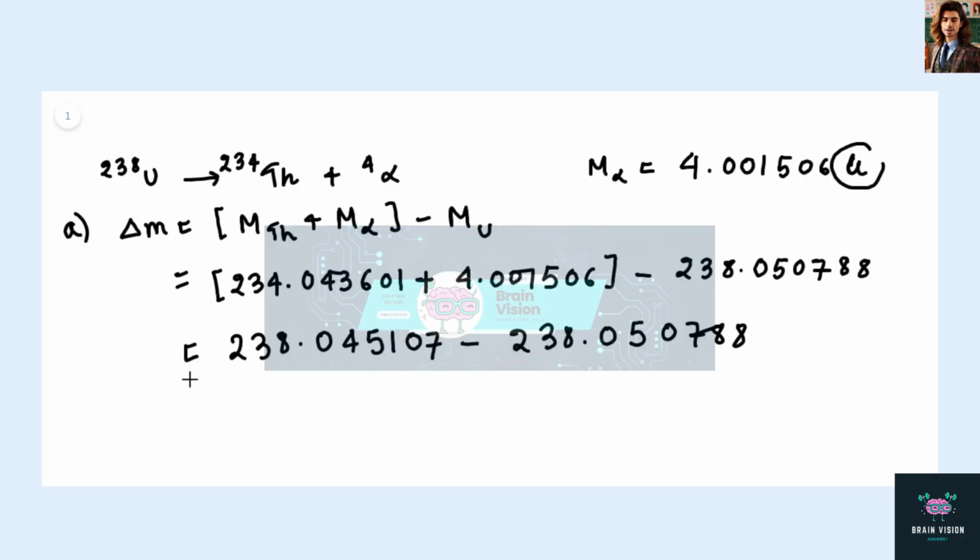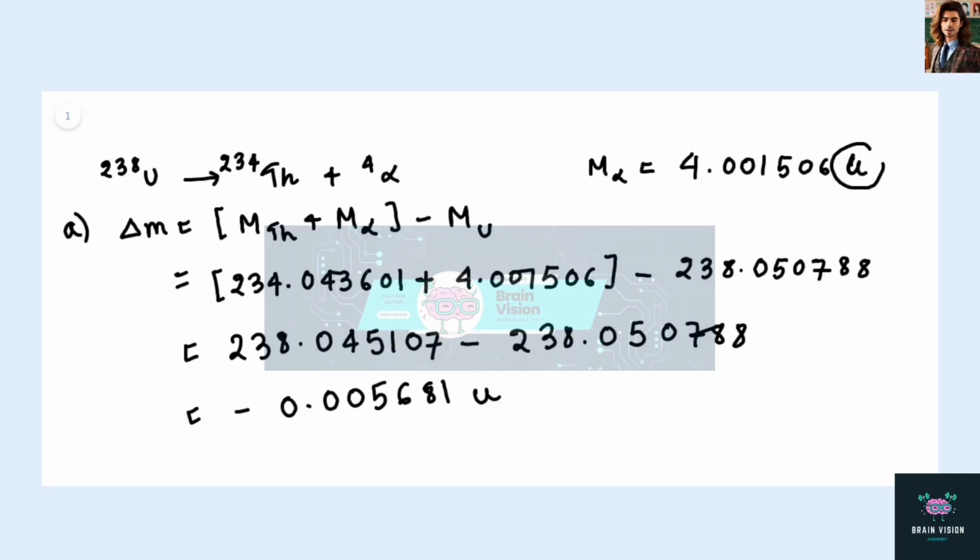Okay, and how much will that be then? Let's subtract 238.050788. That comes out to about minus 0.00561 U. Okay, that's the mass you get. So that much mass has been lost, and that mass isn't really lost, that mass just got converted into energy. And how do we know how much energy it generated?